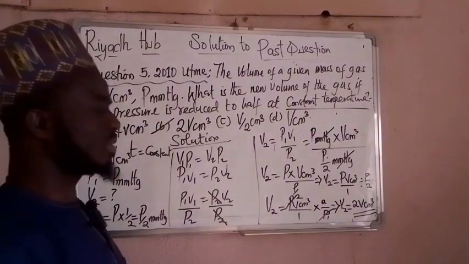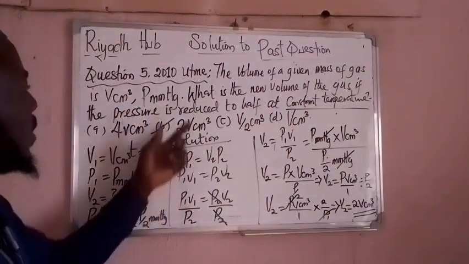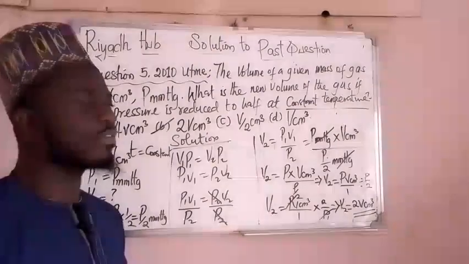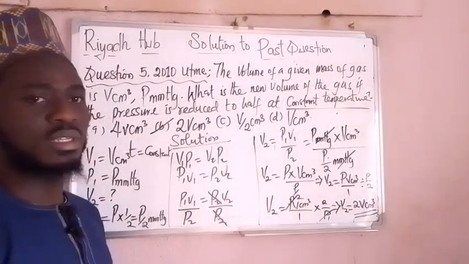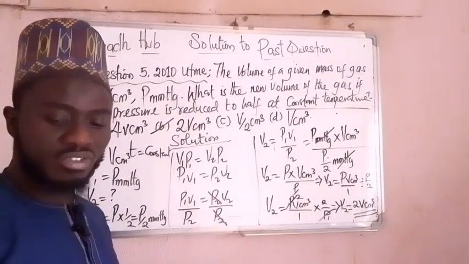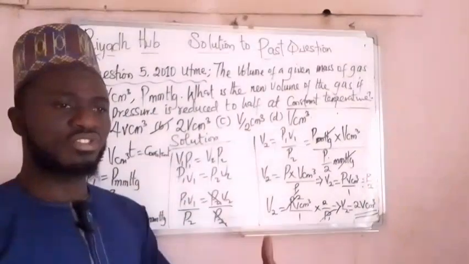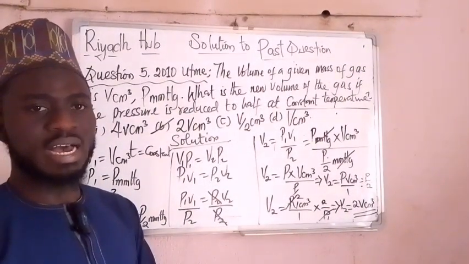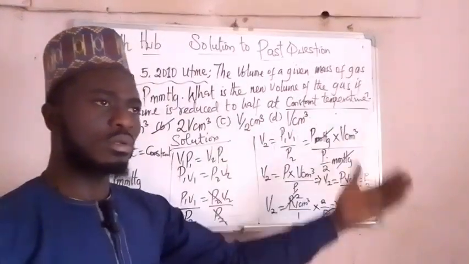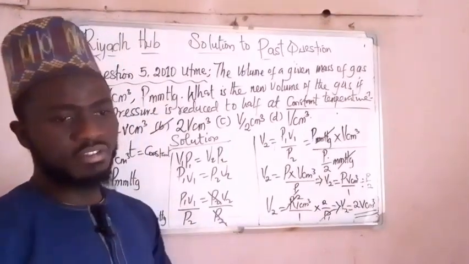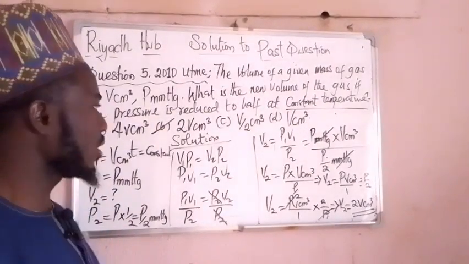Now, let me just mention something before you call it a day. If you take note, the pressure was reduced by half and the volume is doubled. This is what shows the obedience to the law. Whenever the pressure is halved, the volume is doubled. If the volume is reduced by half, then the pressure is doubled. This is the way you identify Boyle's law.